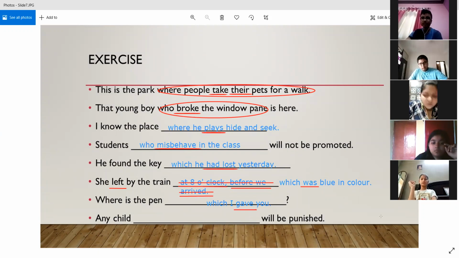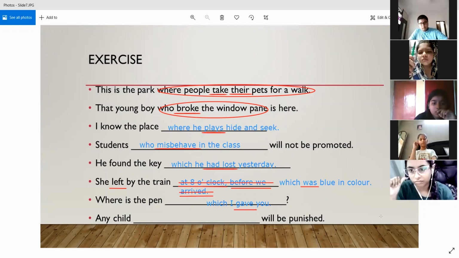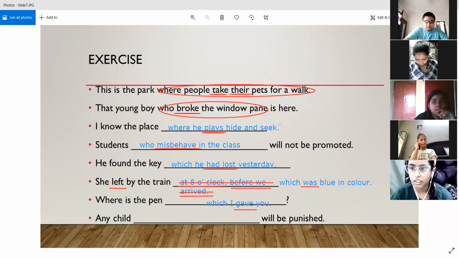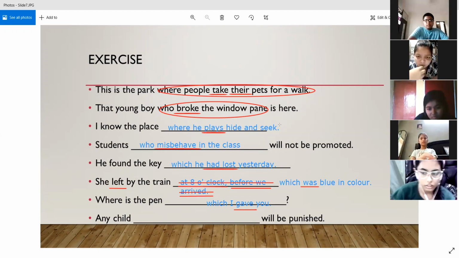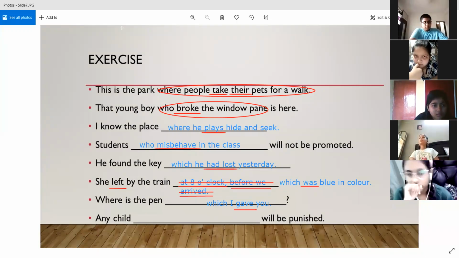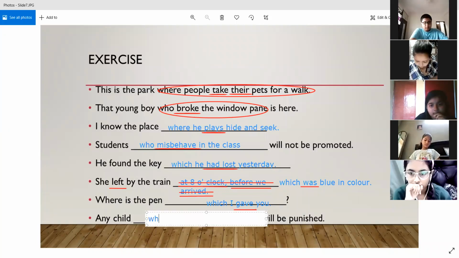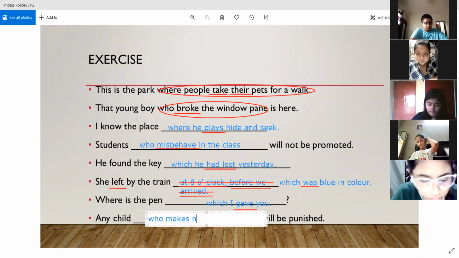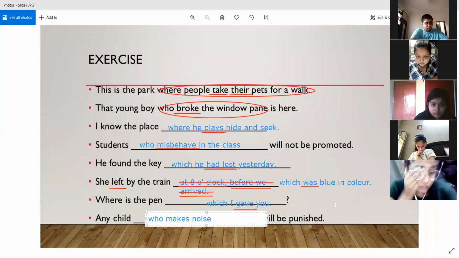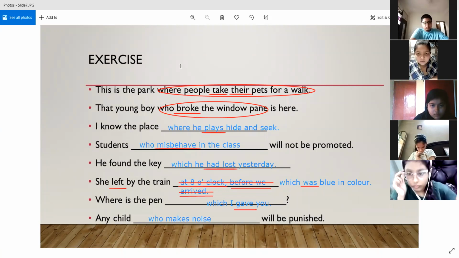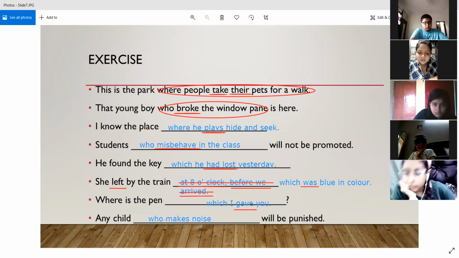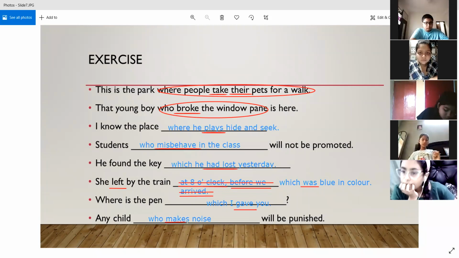The last sentence. Akash, okay, Mahi, you conclude it. Sir, the answer will be who makes noise. Any child who makes noise will be punished. All right. So who makes noise describes the child. Which child will be punished? The child who makes noise. So now it is describing the child who will be punished, and makes is present, which is the verb, right? So makes, the verb, is also present, acting as an adjective. So it is an adjective clause.